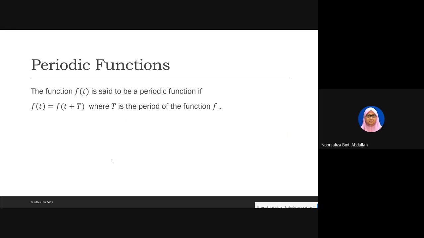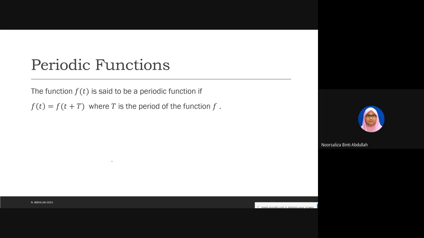Okay, so last topic before we move to application. This one also important in your signaling system, so make sure you really understand. So, periodic function.